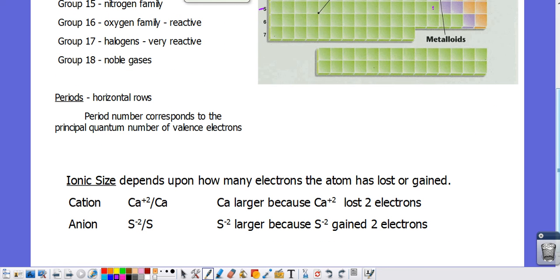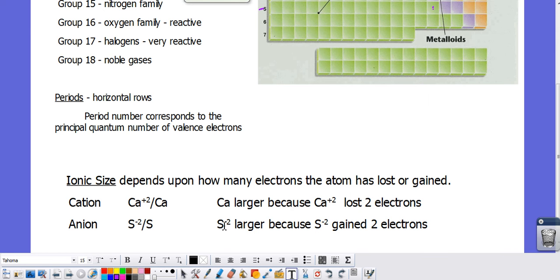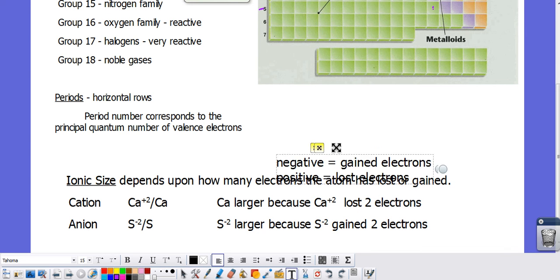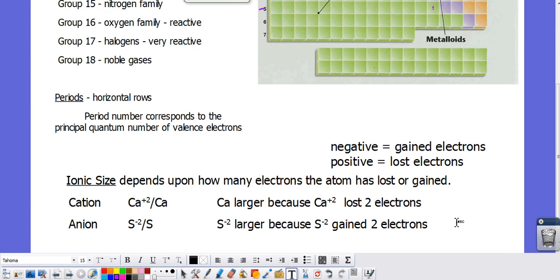What about ionic size? Let's talk about ions again. Remember, if it has a negative charge, that means it's gained electrons. If it has a positive, it has lost electrons. So if it's got a negative charge, it's gained electrons.